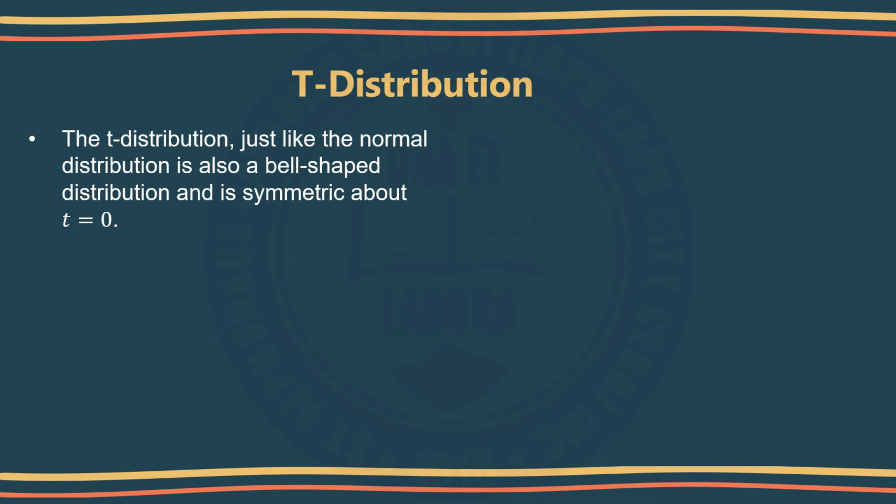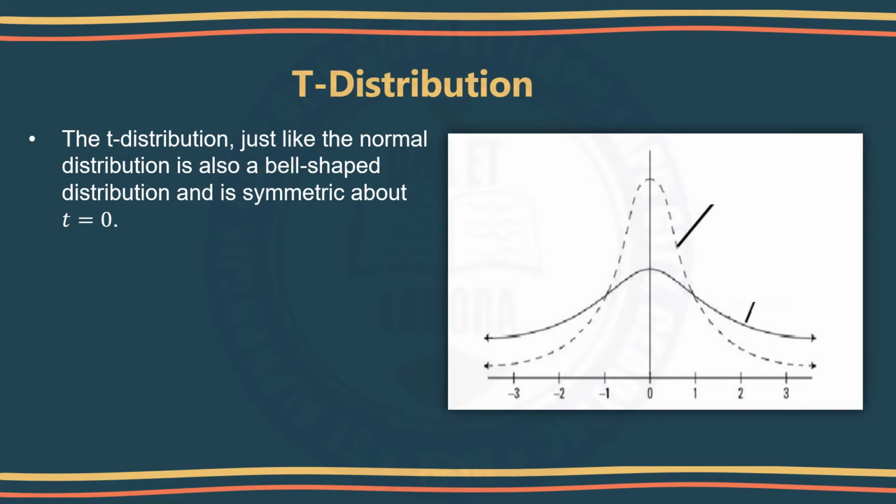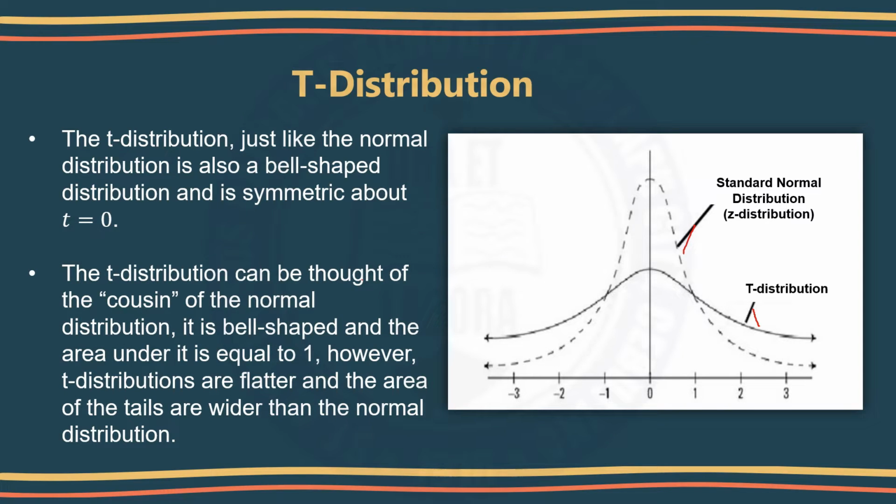When we say t-distribution, it is just like the normal distribution, which is also a bell-shaped distribution, and it is symmetric. Consider the illustration at the right side. The broken line curve is the standard normal distribution or the z distribution, and the solid line curve is the t distribution. This t distribution can be thought of as the cousin of the normal distribution. It is bell-shaped and the area under it is equal to 1.